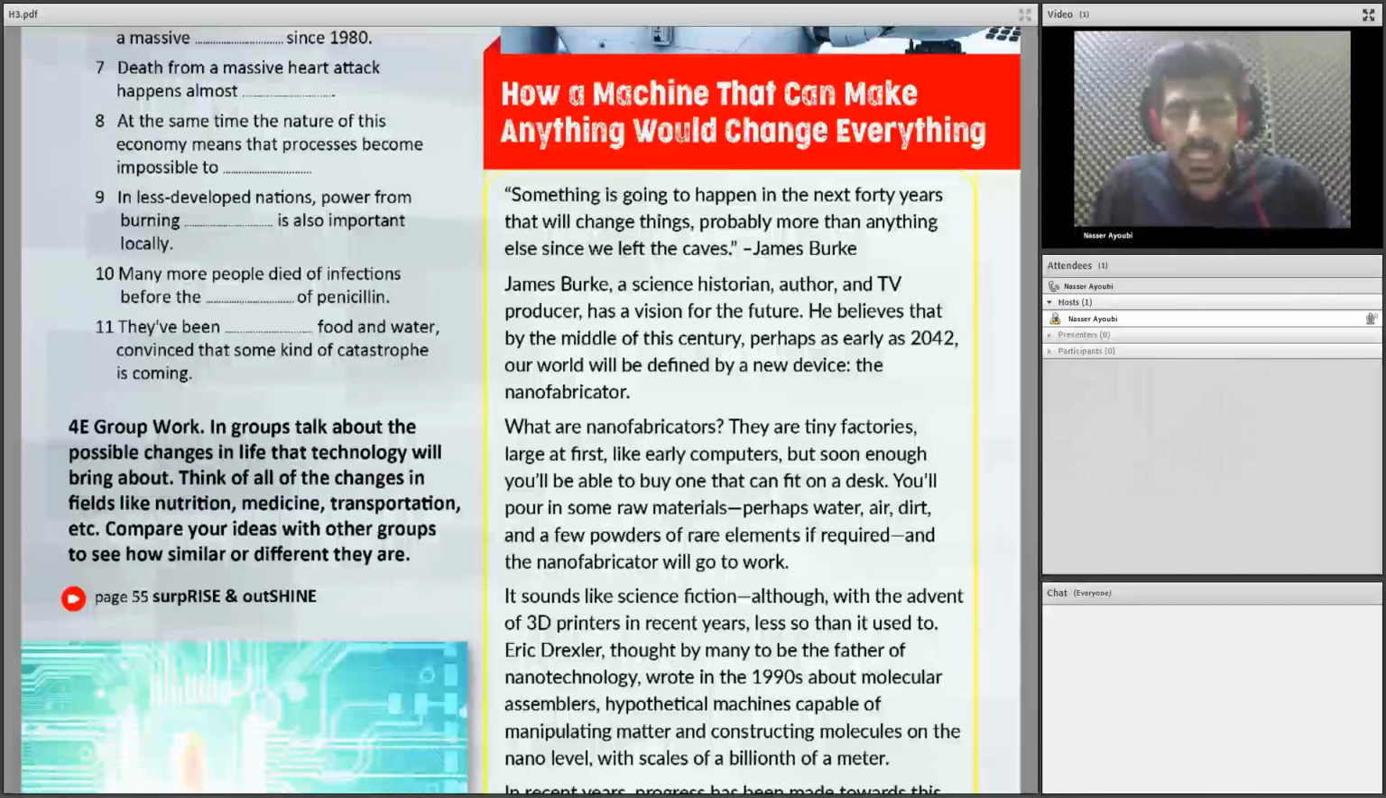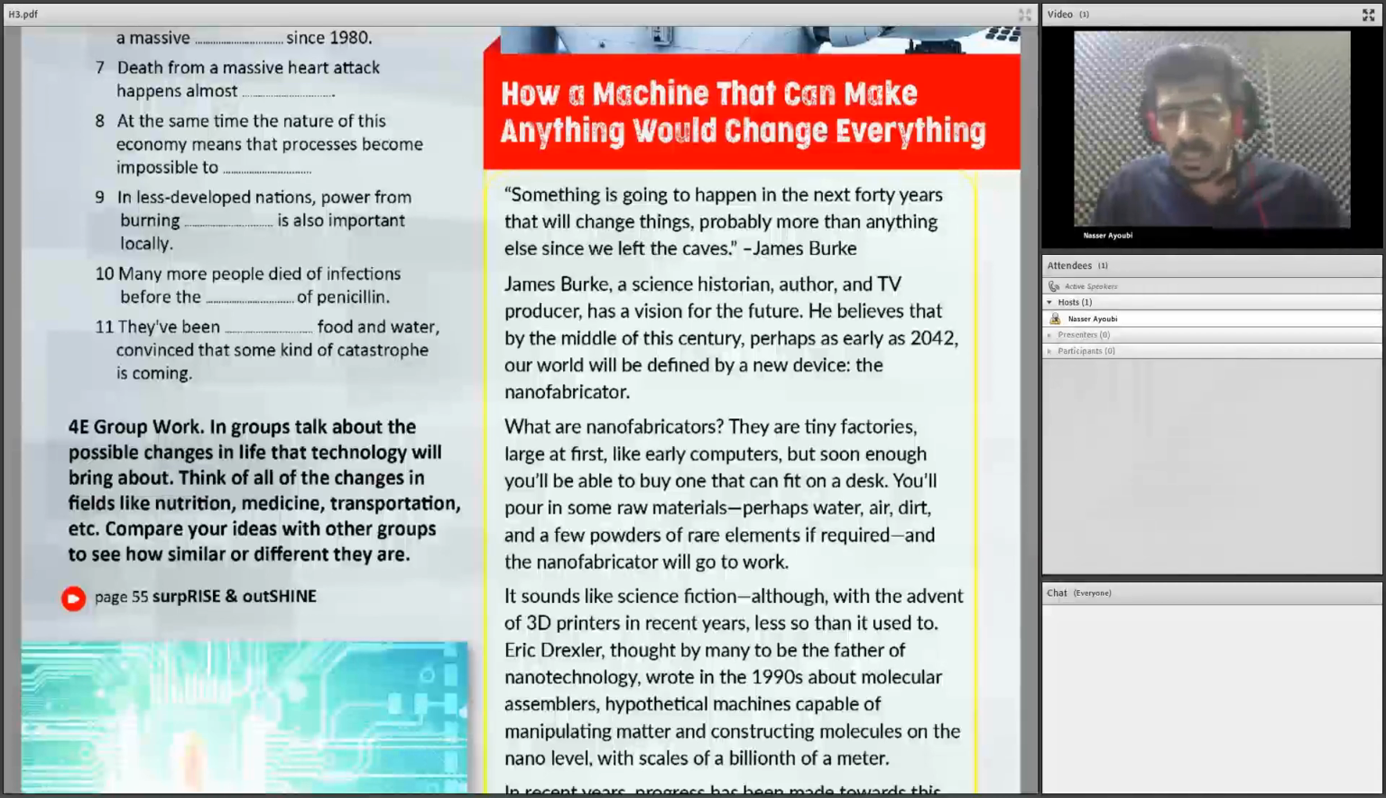And what you need is raw materials. You'll pour in means you will add some raw materials, something like water, air, dirt. Dirt means soil, and a few powders of rare elements, rare substances if required. And then the nanofabricator will start working.